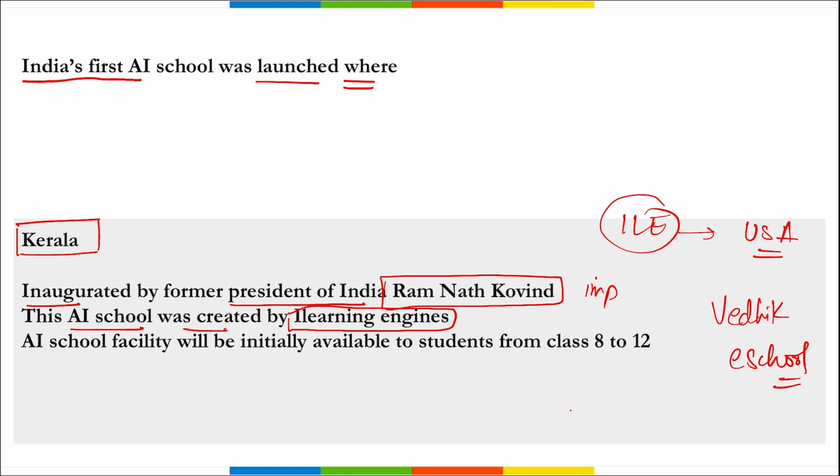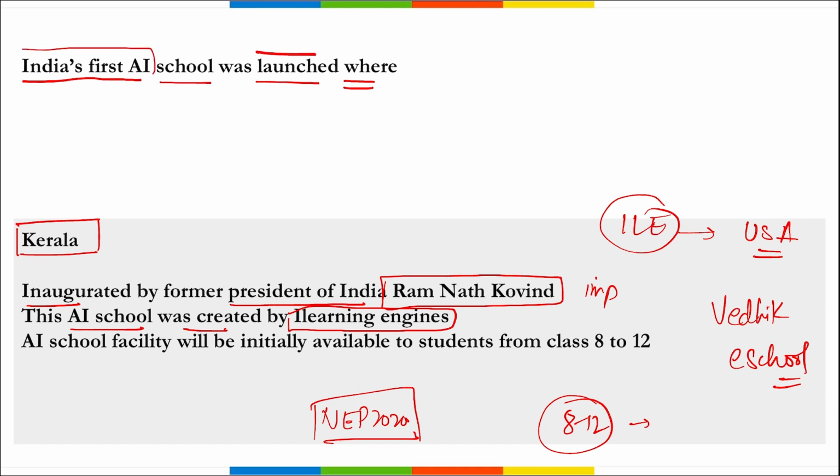Here you will see that classes 8 to 12 will benefit from this AI school facility. This curriculum will include various uses of artificial intelligence, such as what the use cases of artificial intelligence are and how students can use AI to make their learning more effective, correct? And this will be based on NEP 2020. So the important fact that you need to remember here is India's first artificial intelligence school was launched where? It was launched in Trivandrum, Kerala.